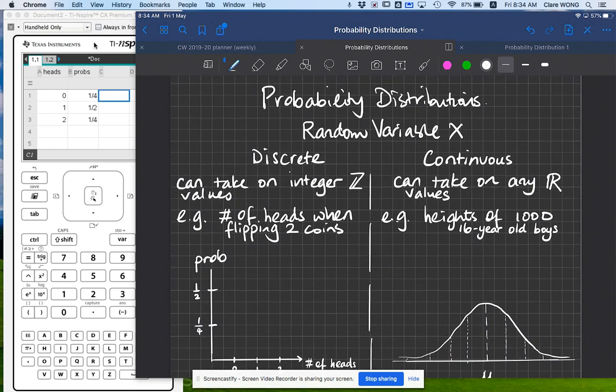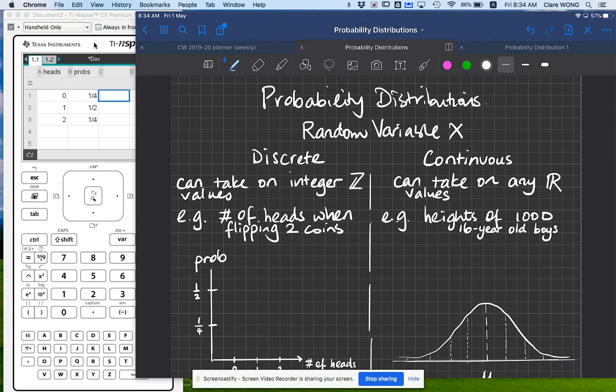This video, I hope, will give you a better understanding of probability distributions. We start off with the fact that a probability distribution is about a random variable, and we can call it X or Y, any capital letter we use. Just need to be consistent.